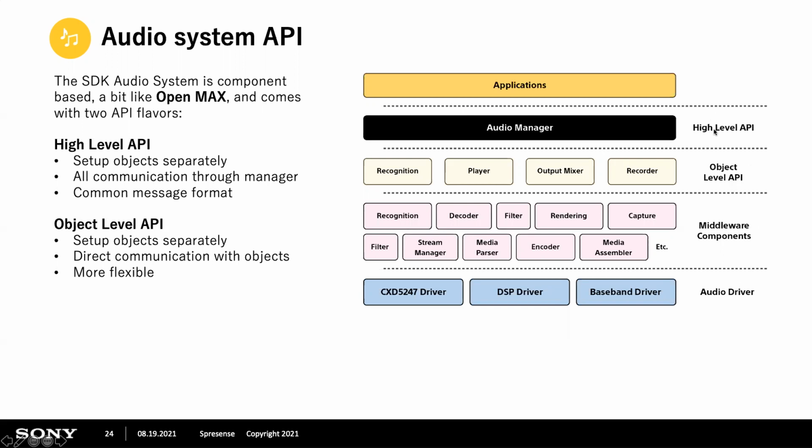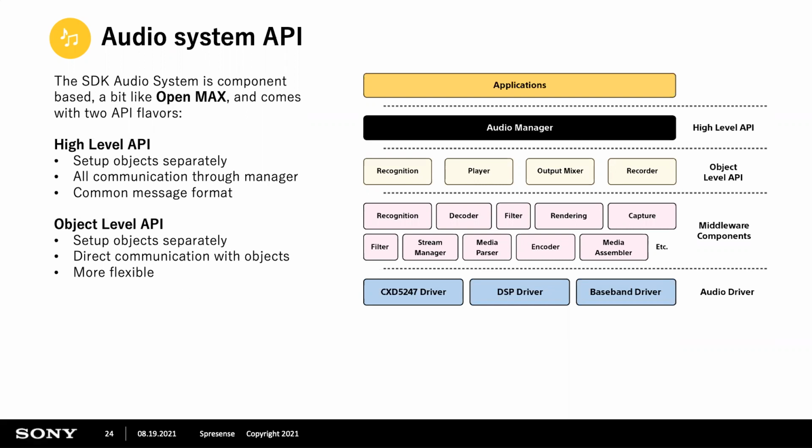What you need to know is we have high-level API, means you are using the audio manager, and then we have object level API, which means that you can set up objects separately, and then also you can do direct communication with each object. It's more flexible here, but it's more complicated. So this is the flexibility that we have. If you go to audio manager, again, you set up the object separately, but all the communication is happening via this audio manager.